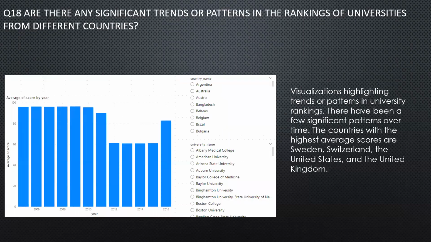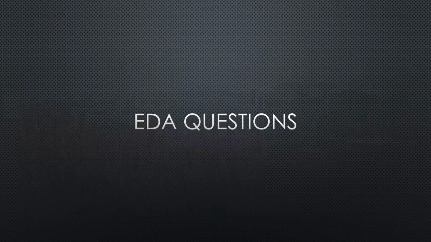Moving on to the next one. Are there any significant trends or patterns in the rankings of universities from different countries? The visualizations highlight trends or patterns in university rankings over time. There have been some major trends which we have noticed using the slicers: the United States, United Kingdom, Switzerland, and Sweden have the highest average scores among all of the colleges. Moving on, these are the EDA questions now.